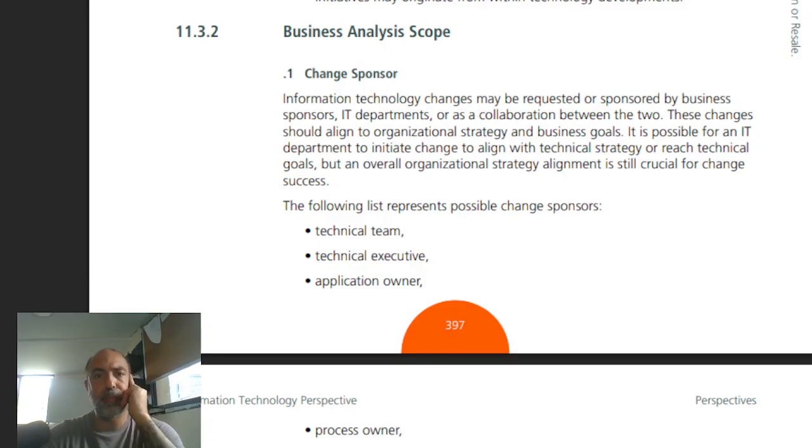As always, we have the business analysis scope after the change scope. The change sponsor. Information technology changes may be requested by sponsors or sponsored by business sponsors, IT departments, or as a collaboration between the two. These changes should align to the organizational strategy and business goals. It is possible for an IT department to initiate change to align with technical strategy and reach technical goals, but an overall organizational strategy alignment is still crucial for change success.